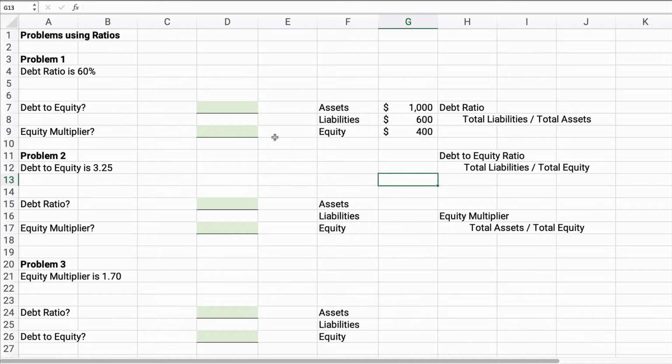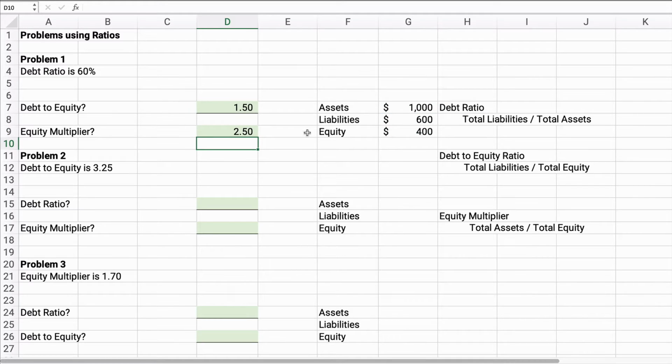All right, so what would the debt to equity be? Well, the debt to equity would take debt, liabilities divided by equity. So apparently, if our debt ratio is 60%, then our debt to equity is going to be 1.50. Well, what about equity multiplier? Equity multiplier is total assets divided by total equity. So total assets of 1,000 divided by your equity of 400, well, it's 2.50.